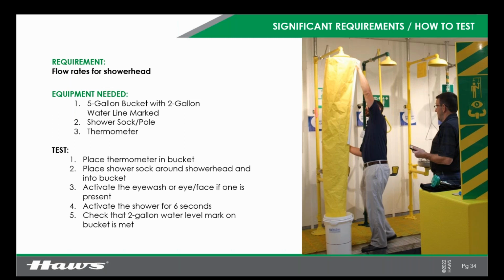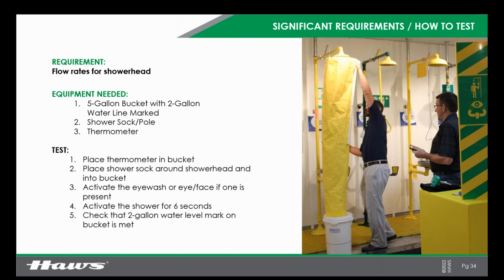So you're going to need your 5-gallon bucket with a 2-gallon water line, shower sock and pole, thermometer. What you're going to do is place the thermometer in the bottom of the bucket so we can get a temperature reading after this test. Place the shower sock around the shower head into the bucket. Activate the eye wash and eye face wash if one is present. If it's just a shower, then there's no need to do that. But if it's a combination unit, the way it's designed to work, we want to make sure that both the shower and eye wash or eye face wash are running at the same time. Okay, and we're checking for any starvation of the eye wash or eye face wash.